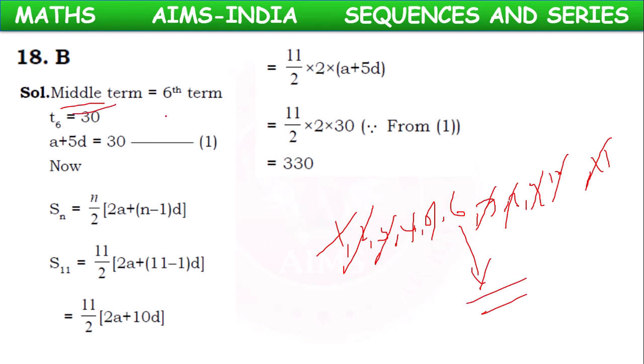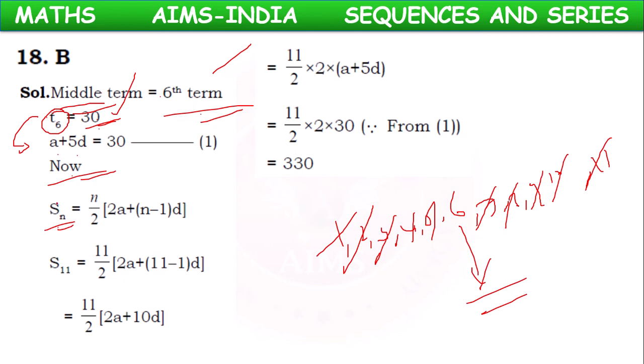So the middle term will be the 6th term, which is denoted by T6, and whose value is 30 as per the data. In the place of T6, we can keep the formula a plus 5d equal to 30. So now we have to find the sum of 11 terms.